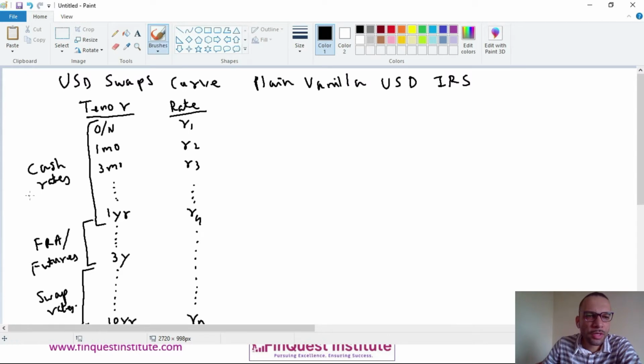So this is called the short end of the tenor. This is called maybe the medium end of the tenor, and this is the longer tenor. So this is how you construct a swaps curve. You'll have a cash rate which is there up till 1 year. So these are like the direct deposit rates which are observed in the market.